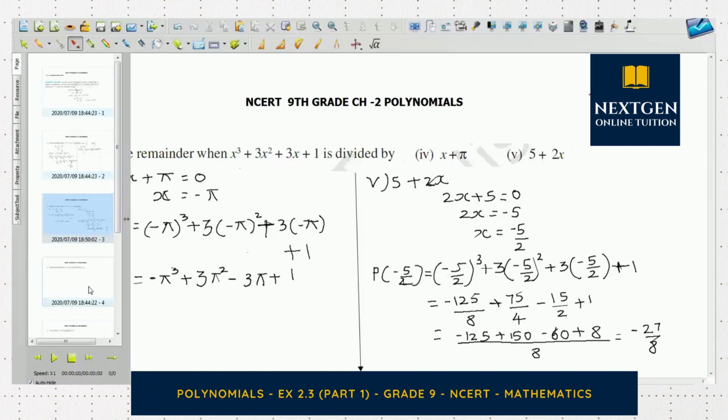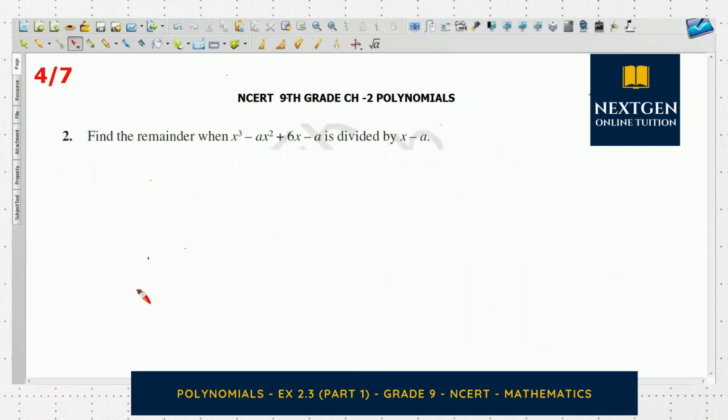Let's move on to our second question. So in the first question, we got 5 subdivisions, everything over. Let me read out the second question. Find the remainder when x cube minus ax square plus 6x minus a is divided by x minus a. Okay. So as usual, as per the remainder theorem, we are substituting x minus a to 0. And now the x value is a.